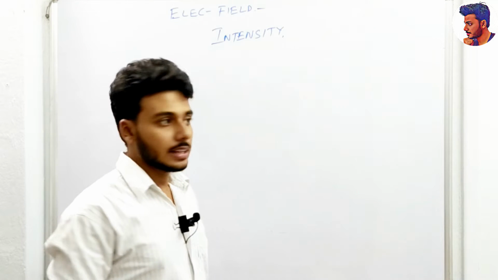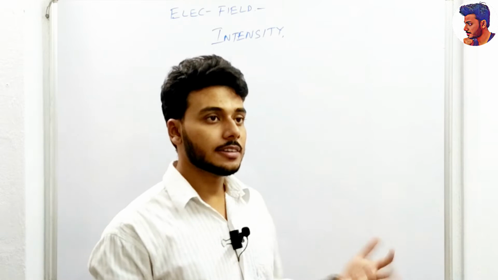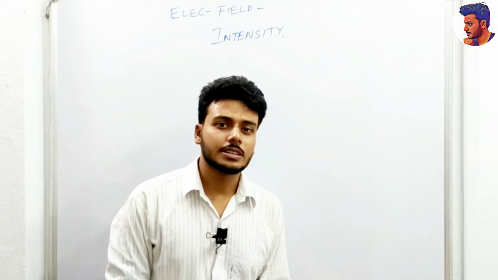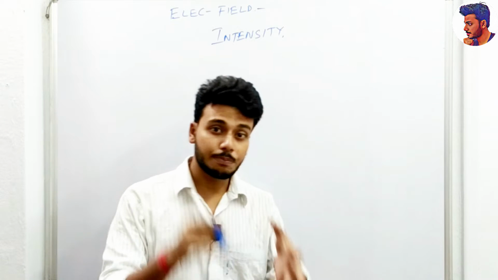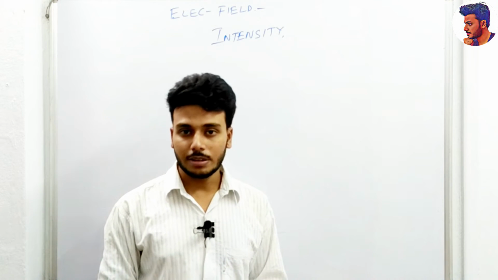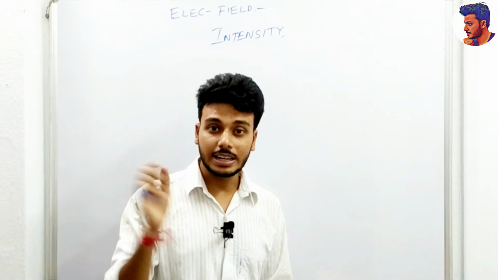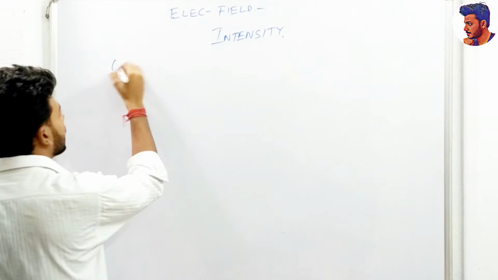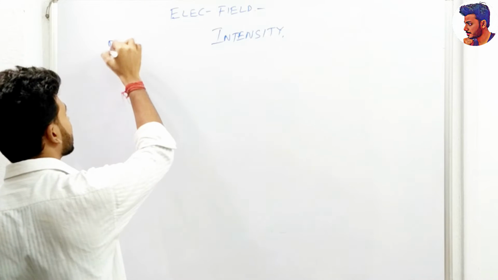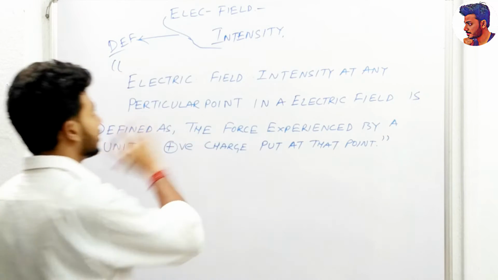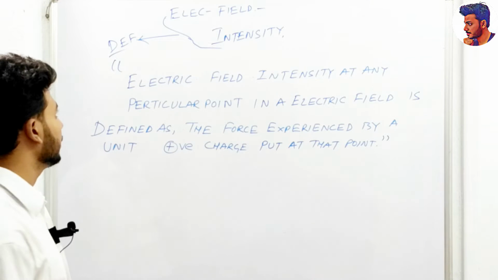The electric field strength or electric field intensity is basically defined as, or in other words, electric field strength or electric field intensity at any particular point is defined as the total amount of force experienced by a unit positive charge when it is placed at that particular point. So this is the complete definition of the electric field intensity.